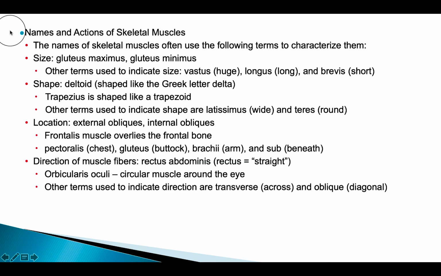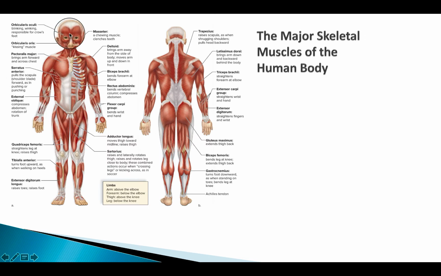So those are muscles named after their shape, and then muscles named after their location. Here is your frontalis muscle right over here. Okay, so frontalis muscle right over here, and then we also have other muscles here. Your pectoralis major, pectoralis, chest area, location, major, big, right? Because we also have what is called your pectoralis minor, which is shown underneath right over here.